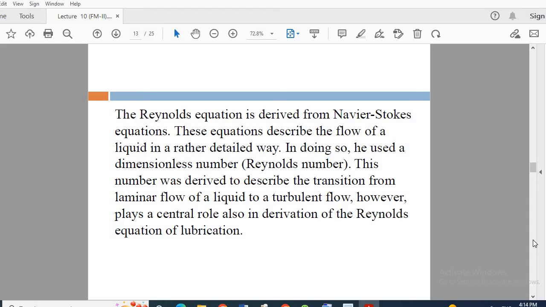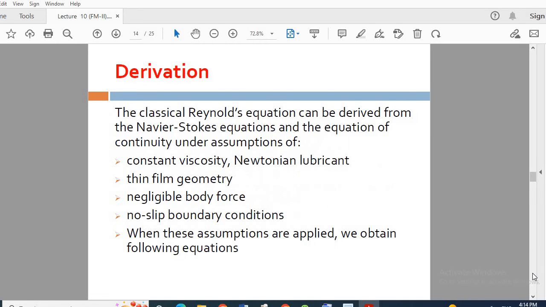This equation describes the flow of a liquid in a rather detailed way. In doing so, he used a dimensionless number, the Reynolds number. This number was derived to describe the transition of laminar flow of a fluid to a turbulent flow. However, it plays a central role in the Reynolds equation of lubrication. Now, how to derive the Reynolds equation.